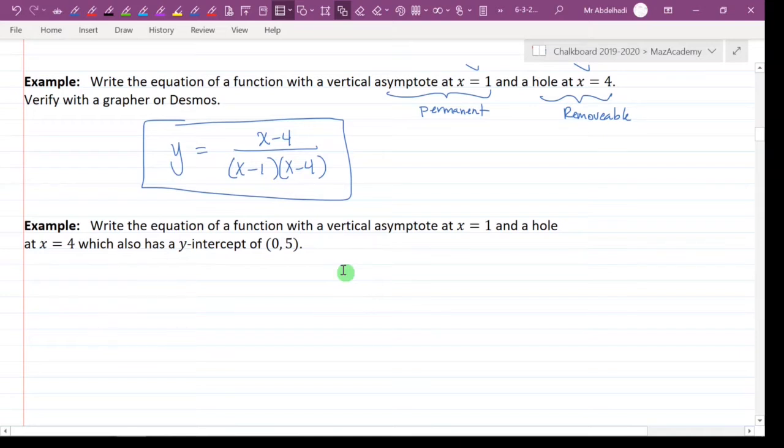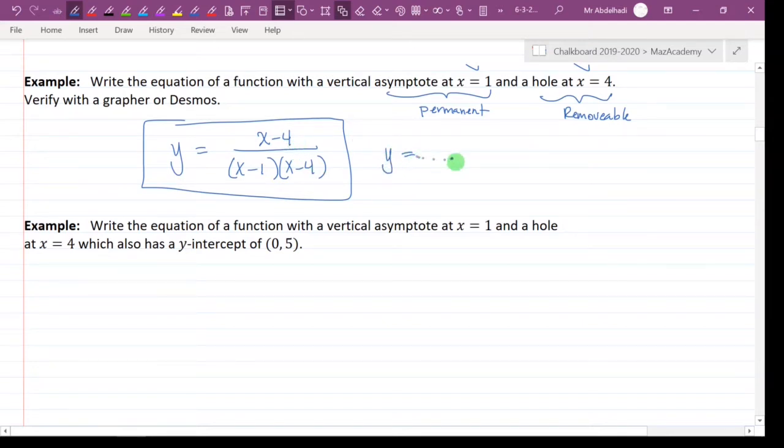Can you write the equation of a function that has an asymptote at 1, a hole at 4, but also has a y-intercept at 0, 5? So a y-intercept of 5. How do you find a y-intercept? You make x 0, right? So let's look at the function that we have here, because this already has the right hole and the right asymptote. Let's see if it has the right y-intercept. Plug in 0 for all the x's and you'll find the y-intercept.